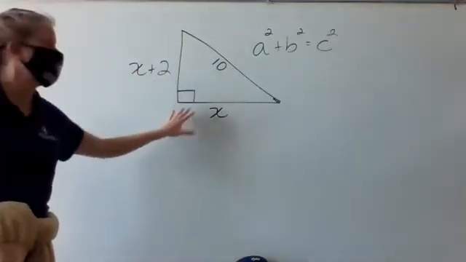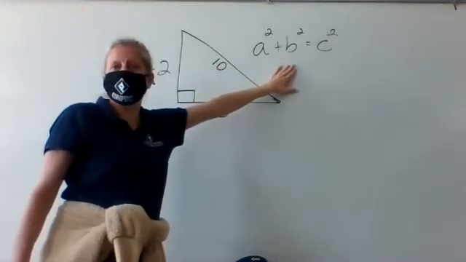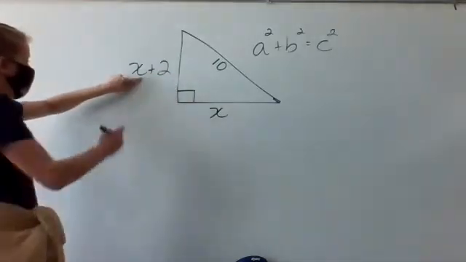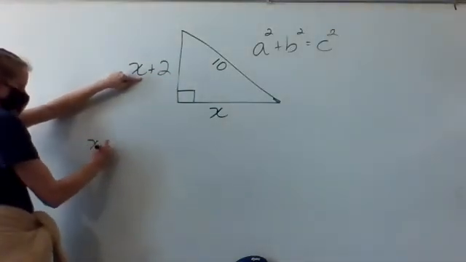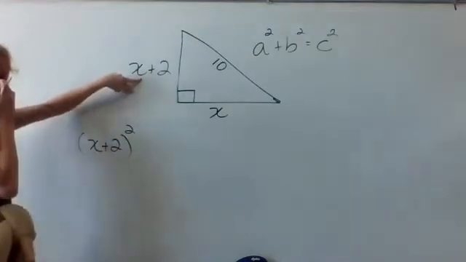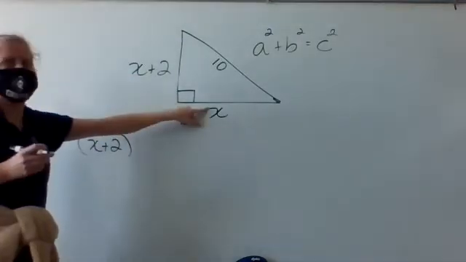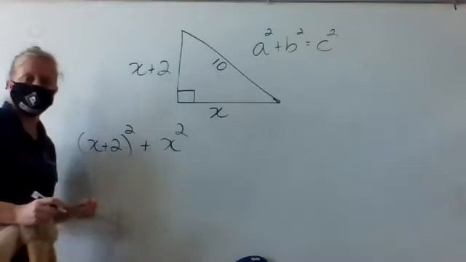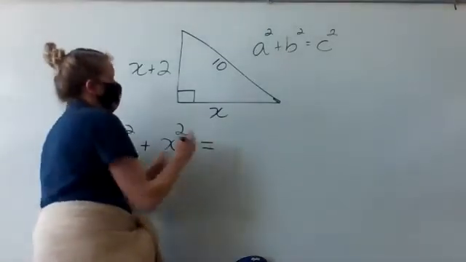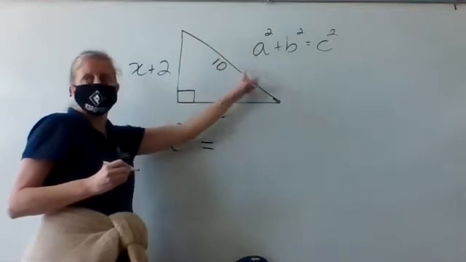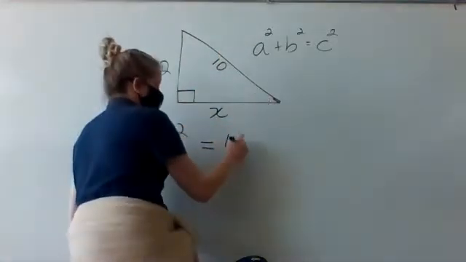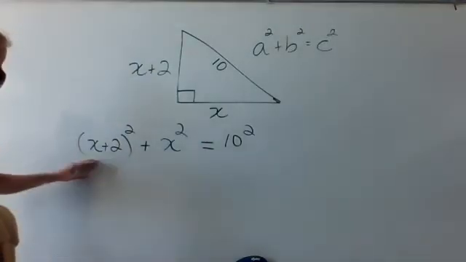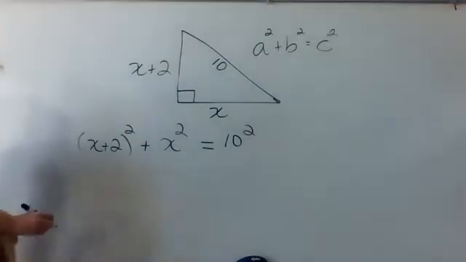So let's set this equation up according to this formula. So I need this side and square it. So X plus 2 squared plus this side squared. So plus the X and square it is going to be equal to this slanted side squared. So 10 squared. So let's see, what does X plus 2 squared mean?